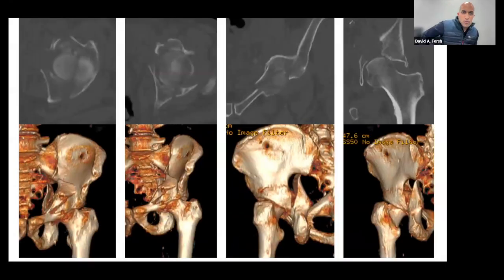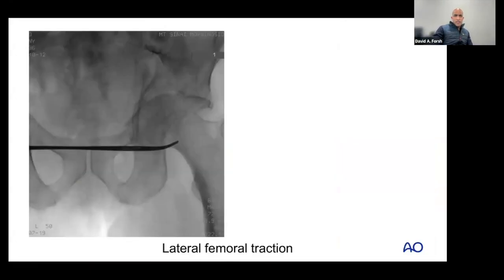All right, so this is kind of what we're dealing with. You can appreciate from the 2D scan, from the 3D imaging, kind of what we're dealing with here. And from a technical aspect, the first thing you have to do is really get the femoral head out of the acetabulum. And so we'll do that with lateral femoral traction.